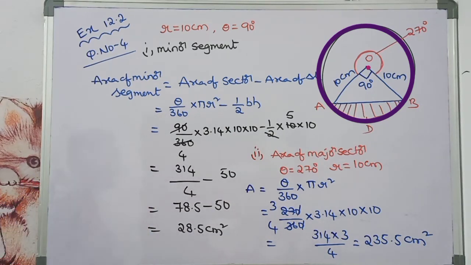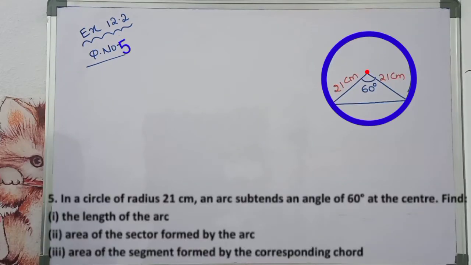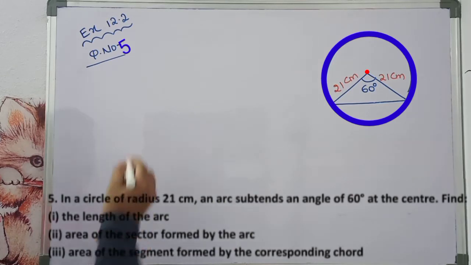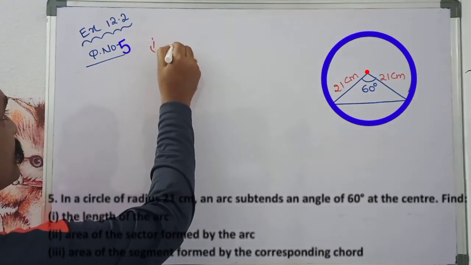28.5 centimeter square. In a circle of radius 21 centimeters, an arc subtends an angle of 60 degrees. Given the radius is 21 centimeters, they asked to find the length of the arc is one question, the area of the sector formed by the arc, and the area of the segment formed by the corresponding chord. So first one is the length of the arc.